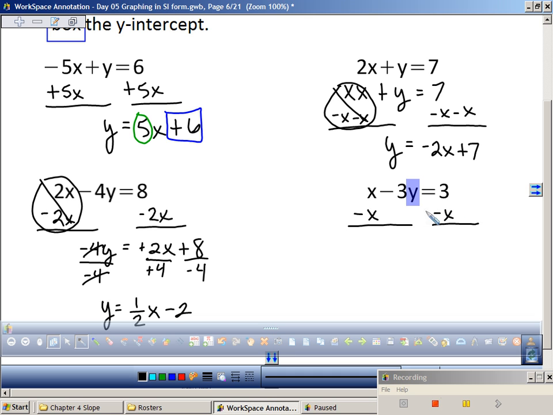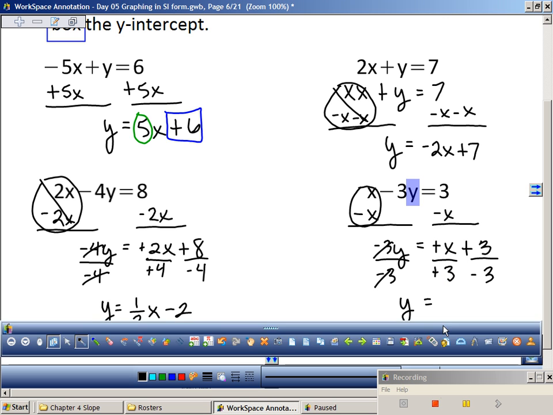When I subtract x from both sides, I get negative 3y equals, I'm going to put that x in front, right, so I can start getting it in slope-intercept form. So negative x plus 3. So now y is being multiplied by negative 3, so how do I undo that? Divide by negative 3. These go away, and I'm left with y equals negative over negative is a positive.